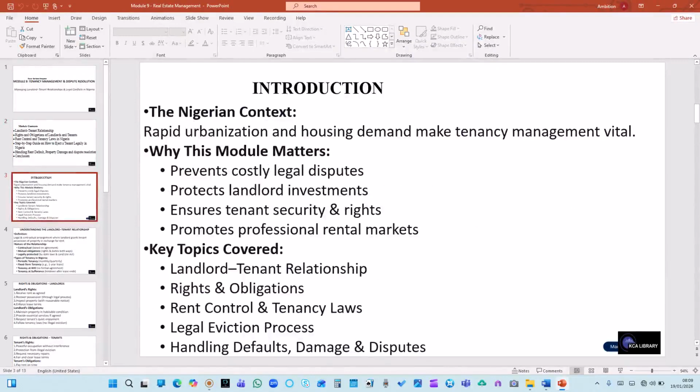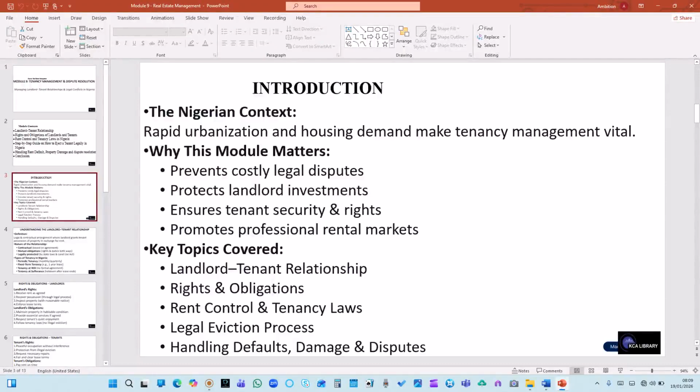Rapid urbanization and housing demand make tenancy management vital. Why this module matters? Because one, it prevents costly legal disputes. It protects landlords' investment. It ensures tenants' security and rights, as well as promotes a professional rentals market.